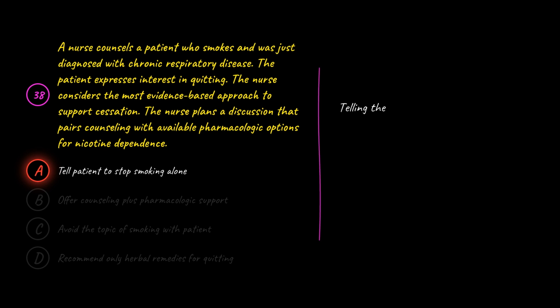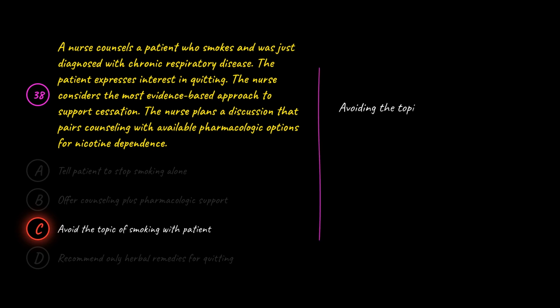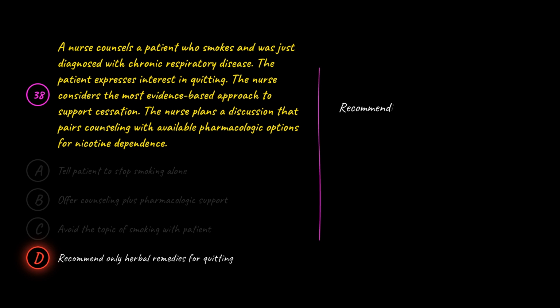A is wrong because telling the patient to quit alone with no support has lower success rates. Most patients need both behavioral and pharmacologic help to quit successfully, and abandoning them to do it alone is unlikely to work. C is wrong because avoiding the topic misses an important teachable moment when motivation is high. The diagnosis itself often opens the door to honest discussion, and the nurse should engage rather than retreat from the conversation. D is wrong because recommending only herbal remedies provides limited evidence-based support for cessation.